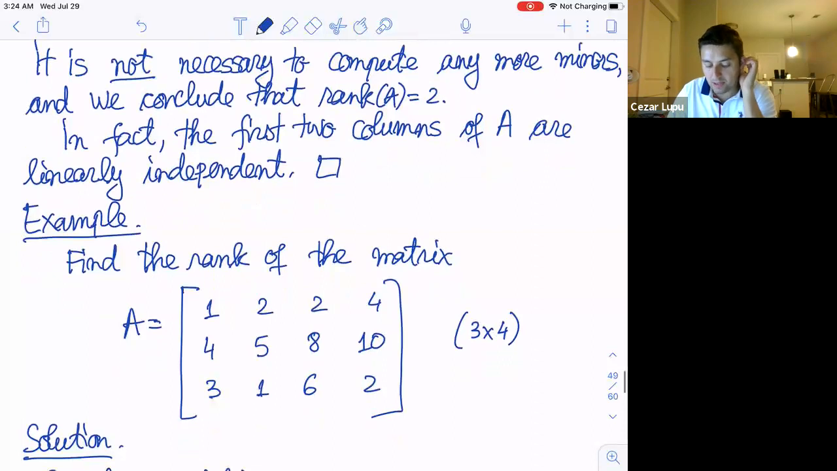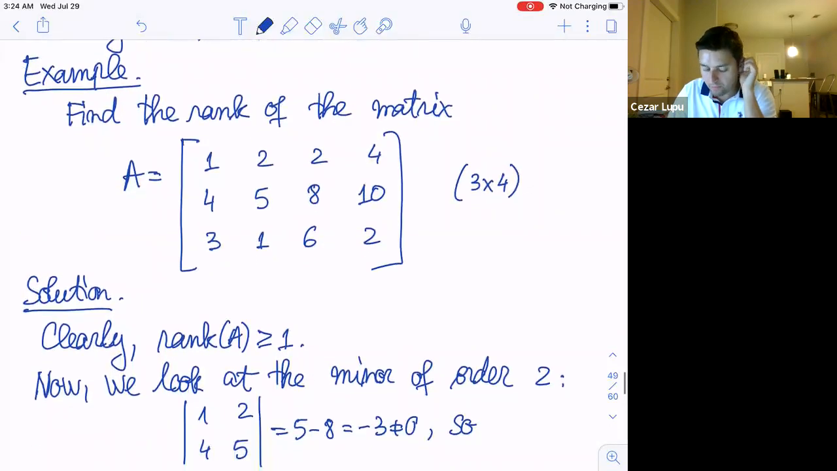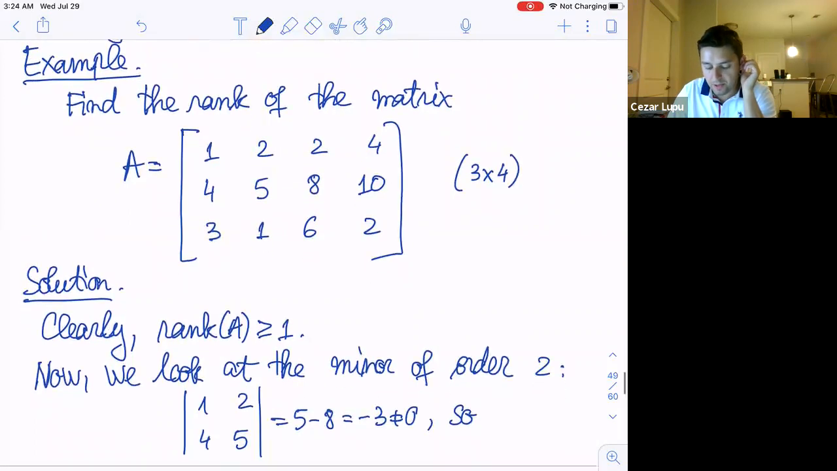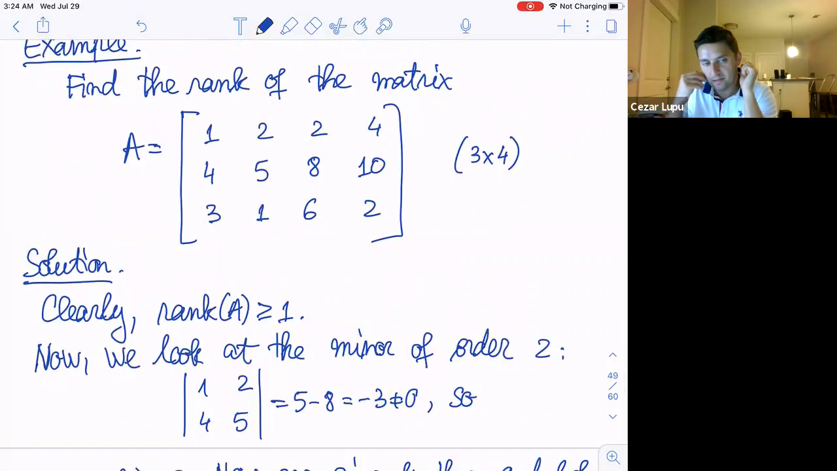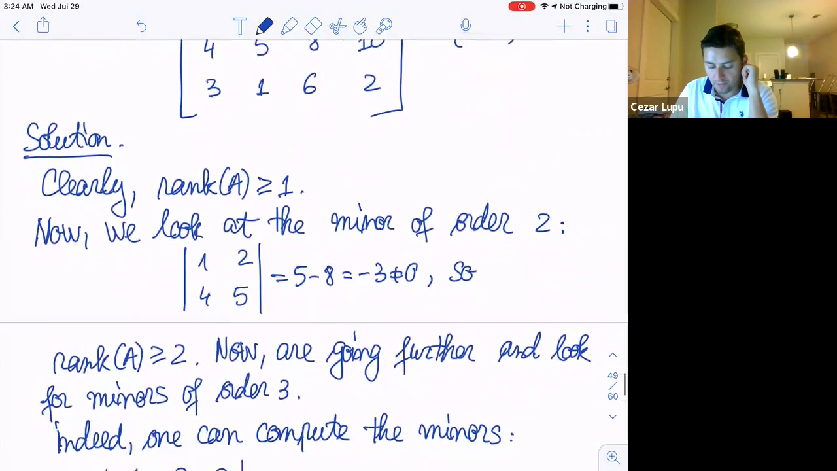Now let's see. Let's compute the minor of order 2: 1, 2, 4, 5. So clearly this is non-zero. Okay, so clearly I know at this point that the rank is at least 2. So let's go further for minors of order 3.